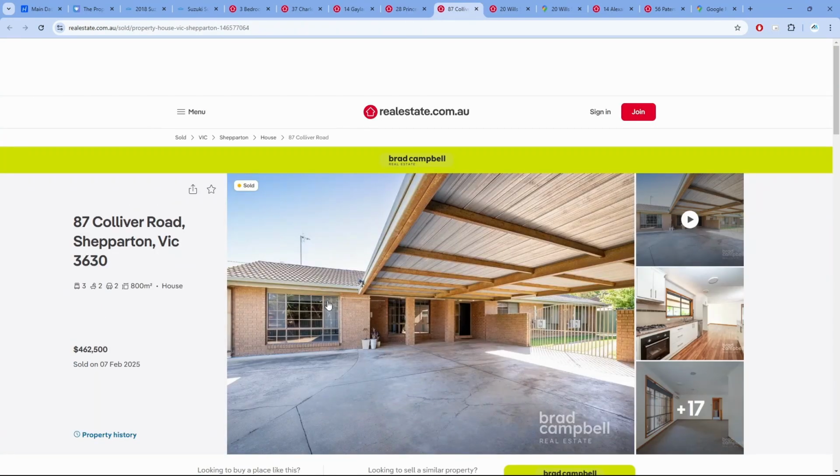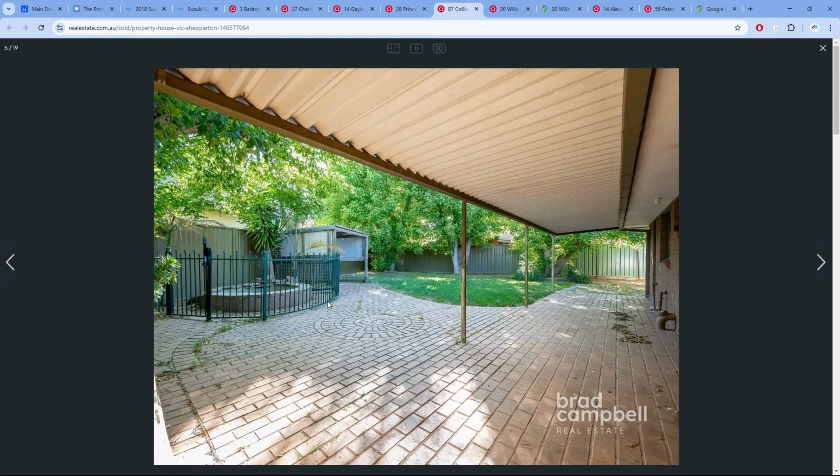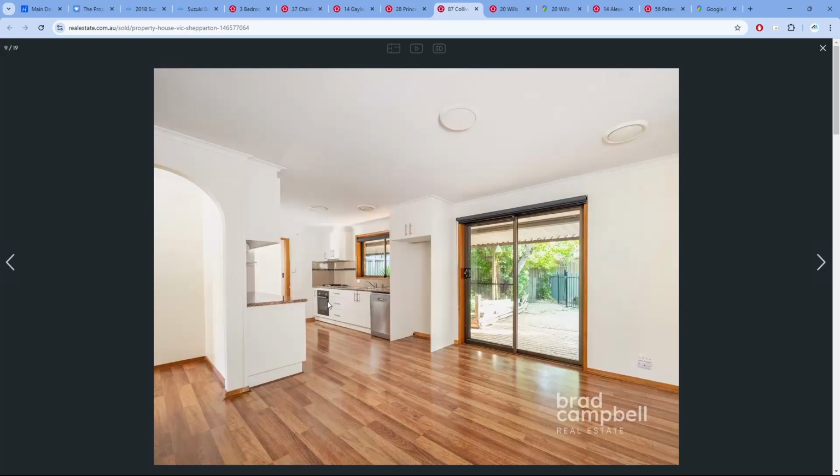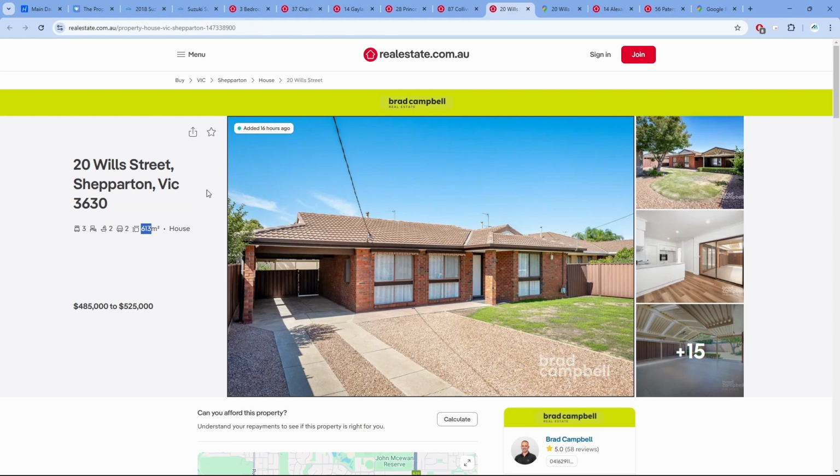Here we have 3x2, 462. We have got an interesting property, not as nice. This one does have a pool. Again, I would discount this property immediately, but here's the thing, it's not as nicely renovated inside, and this sold for 462. So you can already tell that I'm going to be offering at this point at around 490 to 500, maybe 510 even, around that sort of price range.